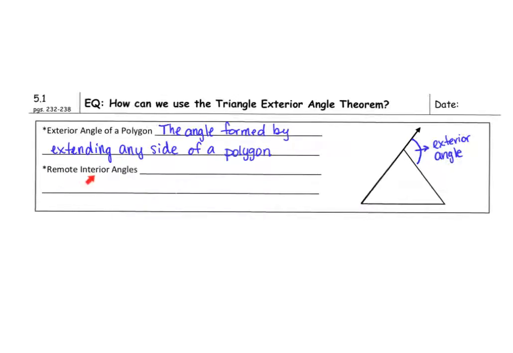The remote interior angles are going to be the two inside angles not touching the exterior angle. So if we look at this triangle here, if this is the exterior angle, then this angle in the very bottom corner and this angle in the very bottom corner will be remote.